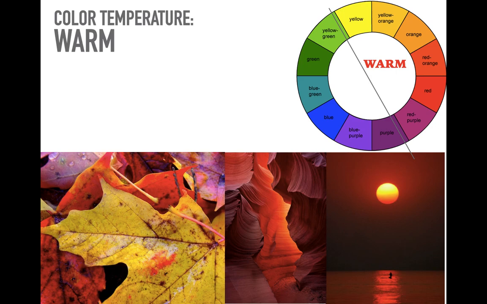Every hue is also going to have a temperature. There are two different temperatures, warm and cool, and we also have neutral. So warm colors, if you were to draw a line between yellow green and red purple, the colors yellow, orange, and red are going to be warm colors. And you could have a pretty warm red purple if there was a lot of red in it, or a pretty warm yellow green if there was a lot of yellow in it.